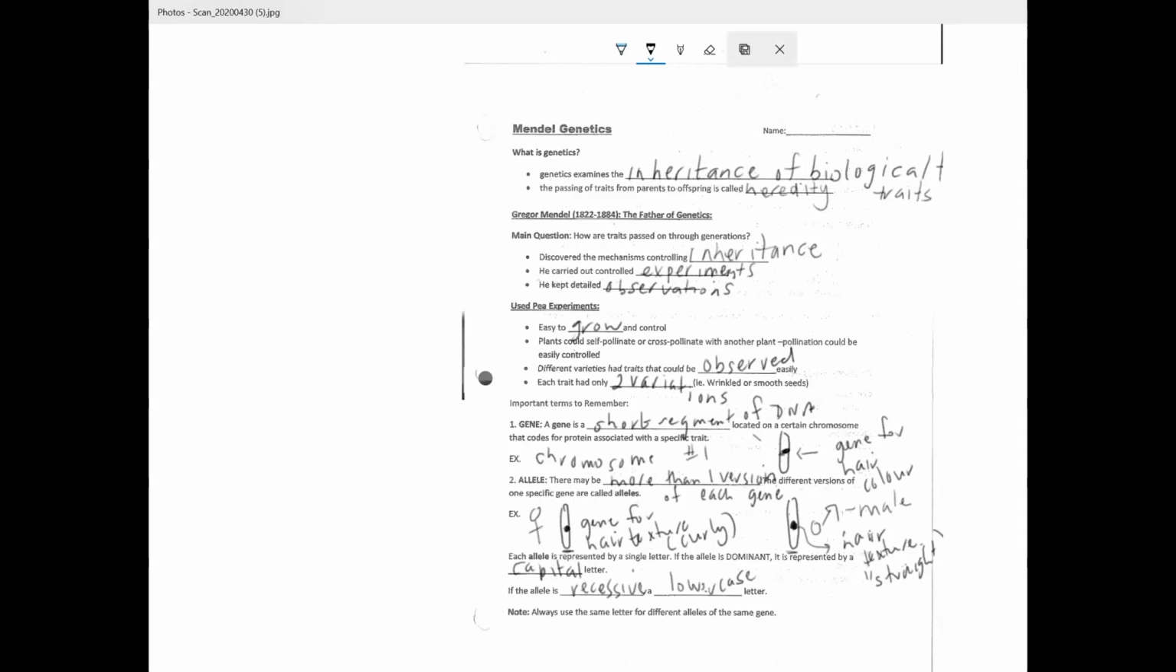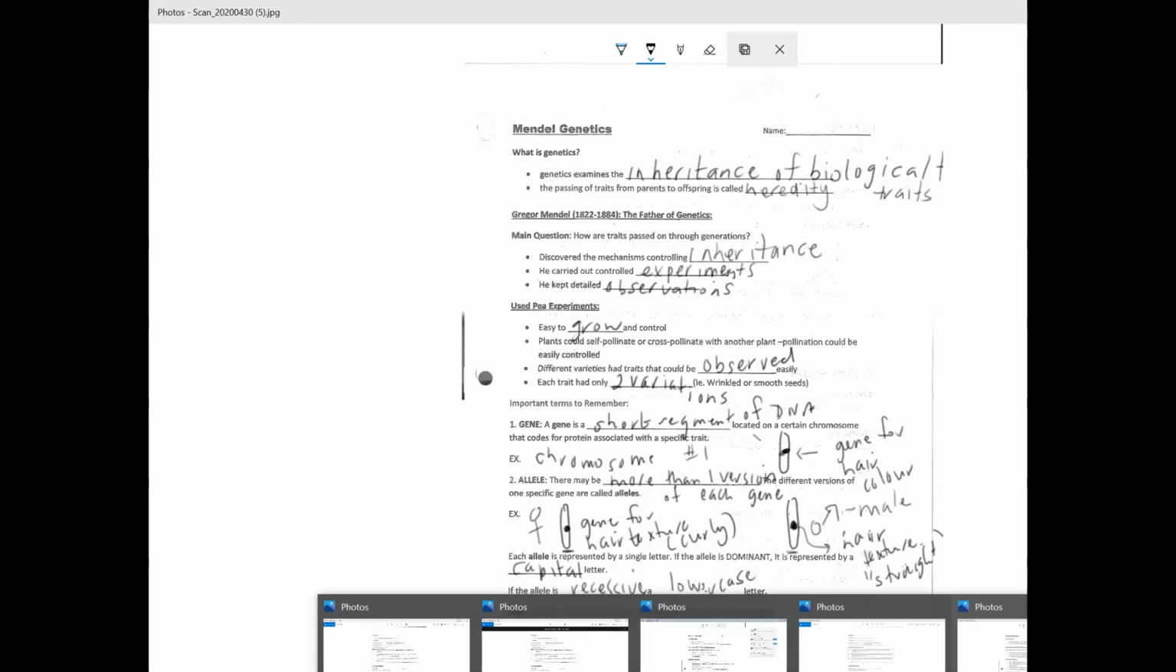Okay, and when we're doing genotypes, we always use the same letter for different alleles of the same gene. So if we say that curly hair is the dominant allele, we would write big C for curly, and little c for straight. We use the same letter.